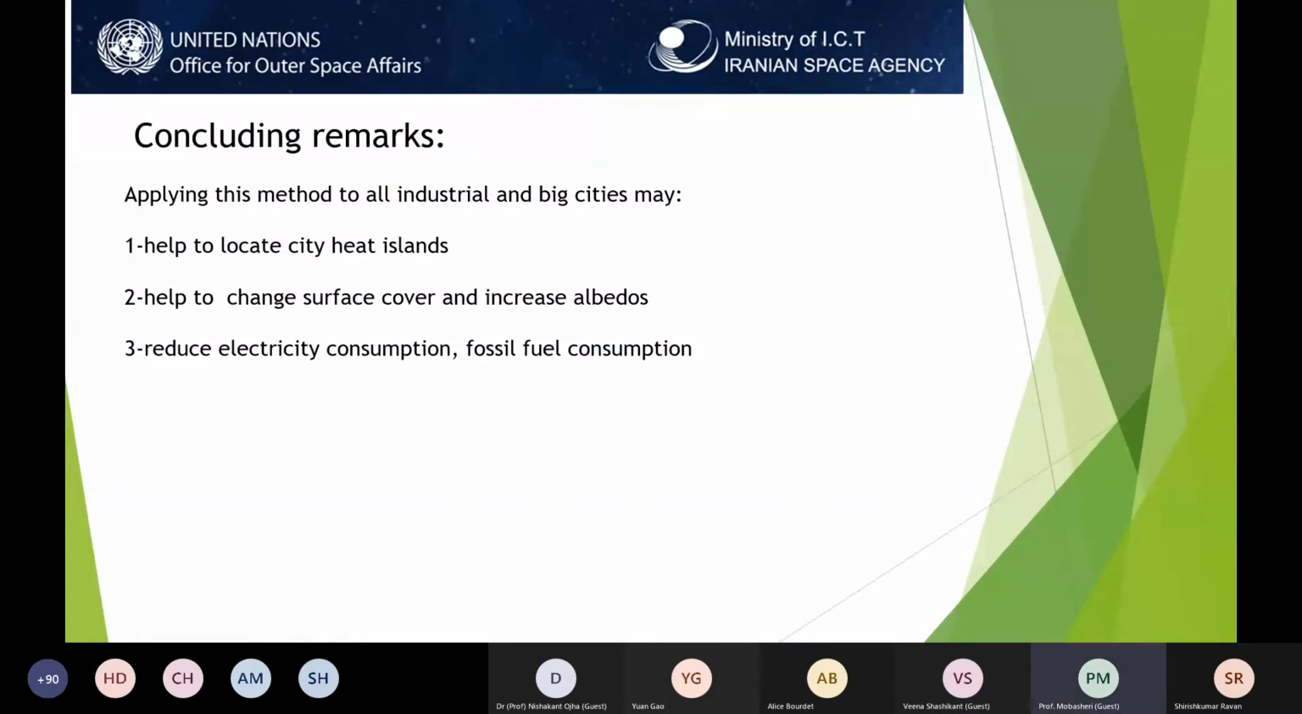Okay, concluding remarks. Applying this method to all industrial and big cities may bring benefits for us. Help to locate city heat islands. Help to change surface cover and increase albedo. Reduce electricity consumption and fossil fuel consumption. Go to the next one, please.